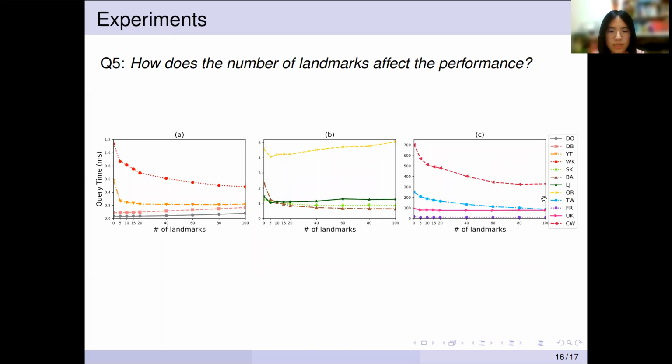This figure shows us the impact of varying landmarks on query time. When the number of landmarks increases, the query time may increase, decrease, or have no significant changes. This is because removing more landmarks can better specify the graph and leads to a more accurate sketch, but the time for computing the shortest path in the sketch also increases.